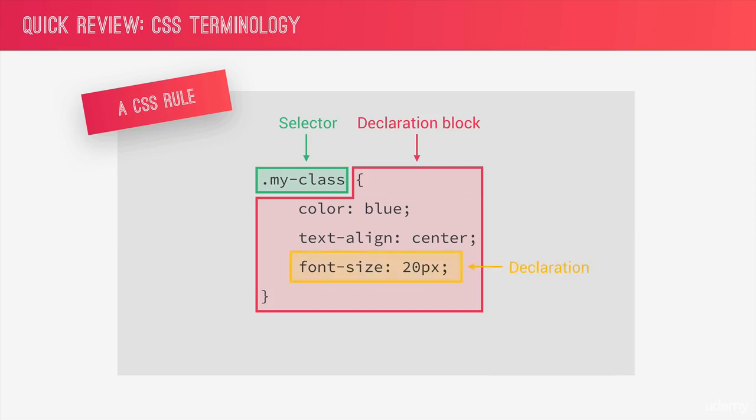Each declaration consists of a CSS property and its corresponding value, which is the value that we assign to a property. This value we assign to a property is called the declared value. Alright, and that's it. Very simple. So let's now talk about the first step of the CSS parsing phase.